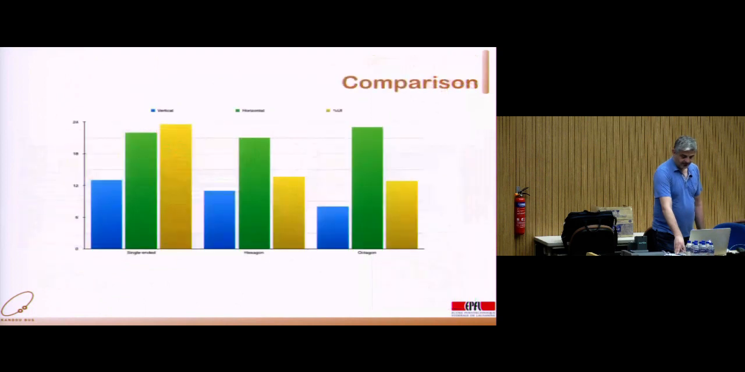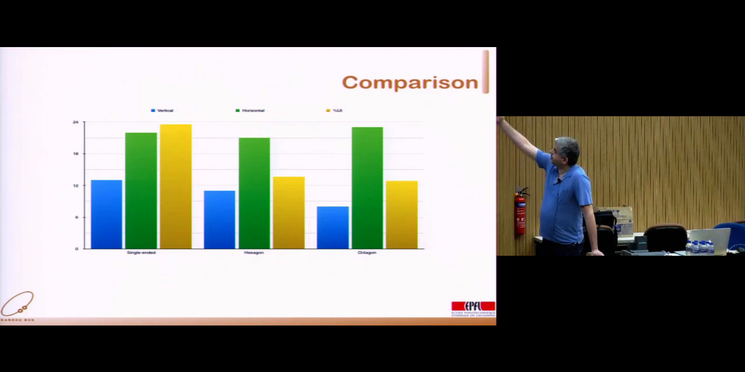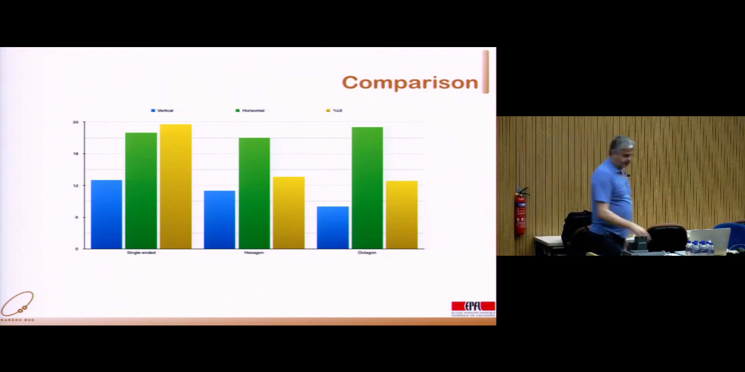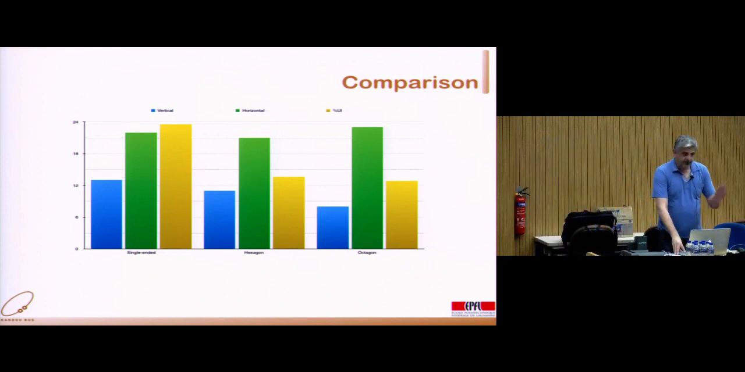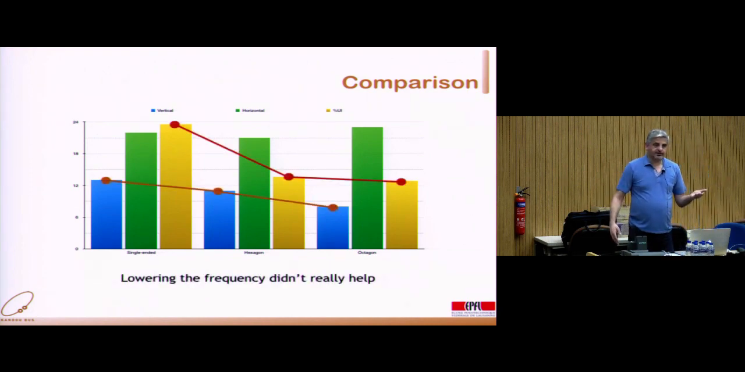So here are some examples. What you see in green is the width of these eyes. What you see in blue is the height of these eyes. What you see in yellow is some kind of performance number, so I'm not going to get into that. And you see, as you decrease the frequency, you're actually losing. So what's happening?